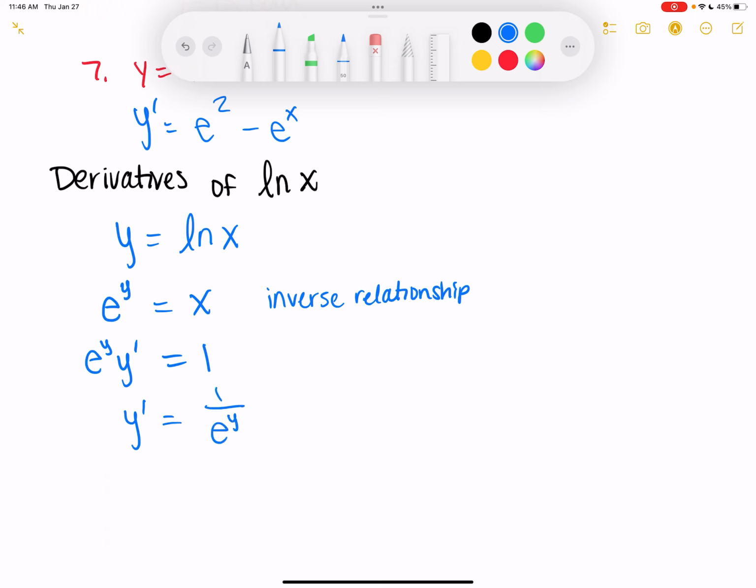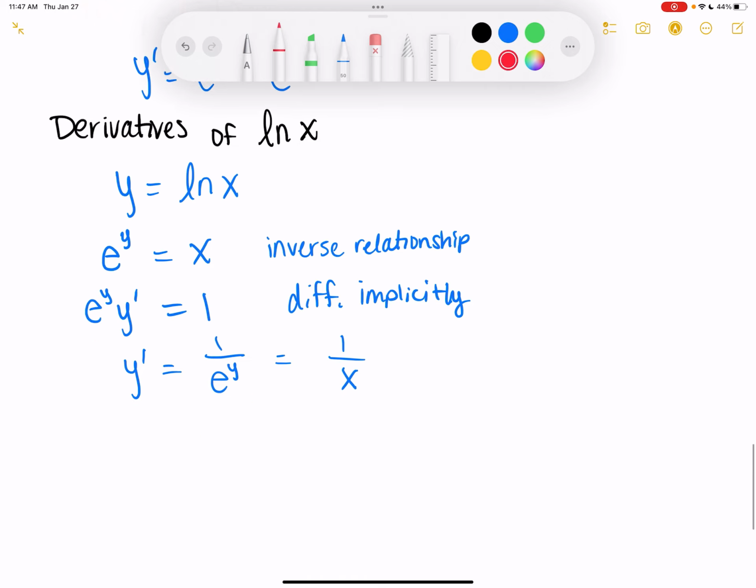Then we go back up here. e to the y was equal to x, so this would technically be equal to 1 over x. So the derivative of ln of x is 1 over x. So dy dx of the ln of x is equal to 1 over x.